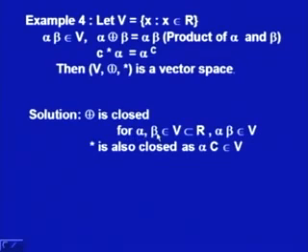Now when alpha and beta belong to V, the product alpha beta also belongs to V, because multiplication of two real numbers is also a real number. So this is closed. Star is also closed, as alpha, a real number, raised to the power of a real number C also belongs to V. So plus is closed as well as star is closed.